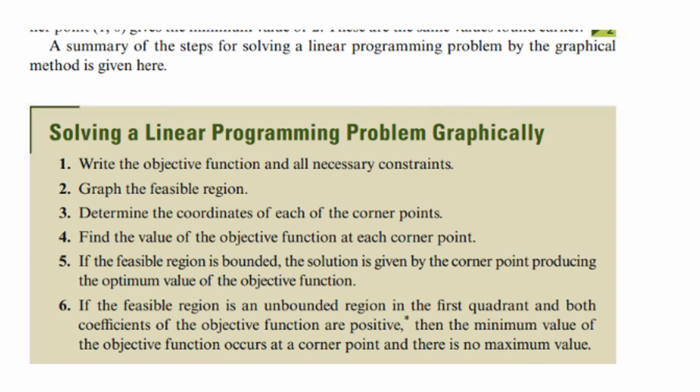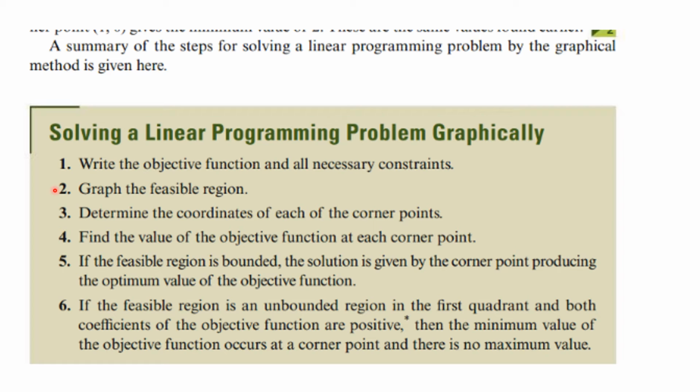Now this is a summary of the steps for solving a linear programming problem using the graphical method. So first, you write the objective function and all the necessary constraints. We are going to be doing some word problems, and so there's a step up here. A step 0 is reading and understanding the problem. Then we write the objective function and all the necessary constraints.